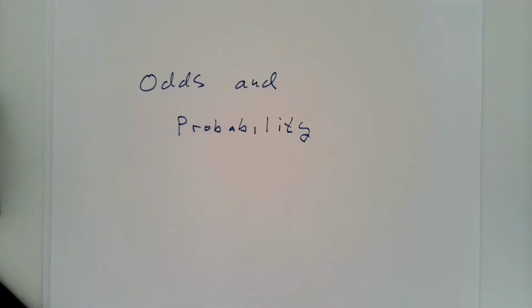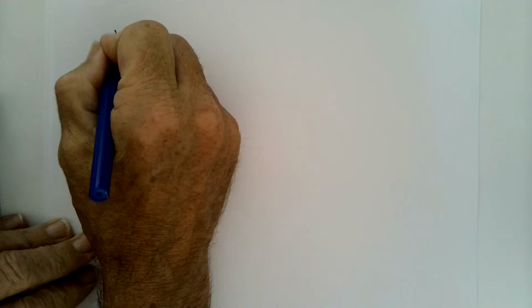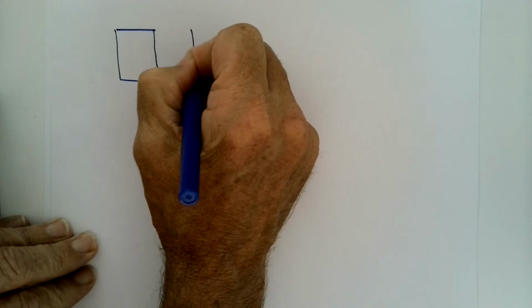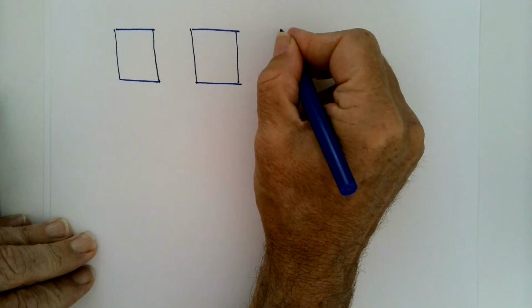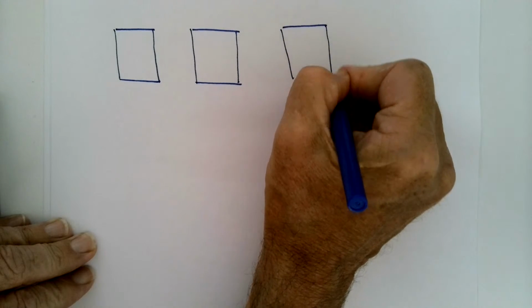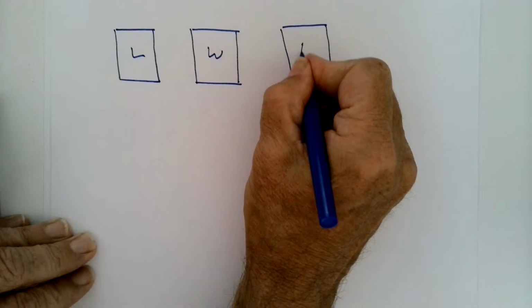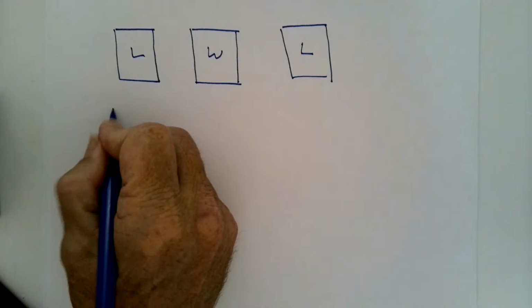This is Bob Cup, and this lesson is on odds and probability. Let's just get a basic idea of how this works. Imagine there are 3 cards on a table, and the game is for you to choose the winning card. Let's say this is the winning card, and these are 2 losing cards. We have 1 winning card and 2 losing cards.